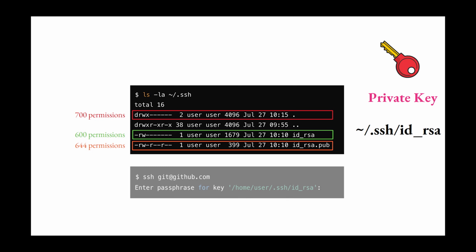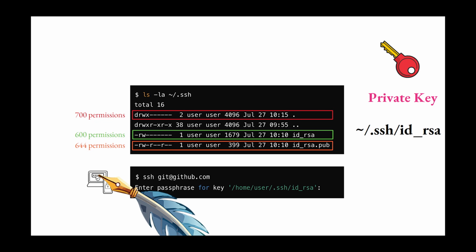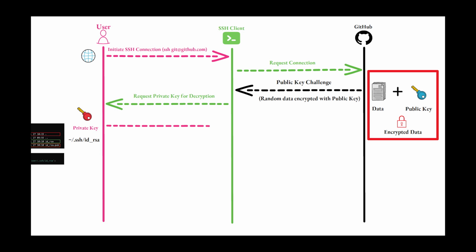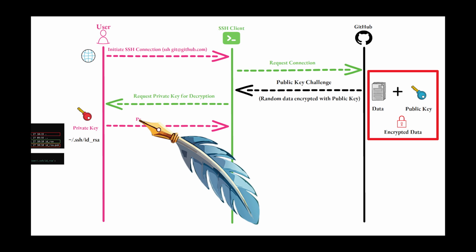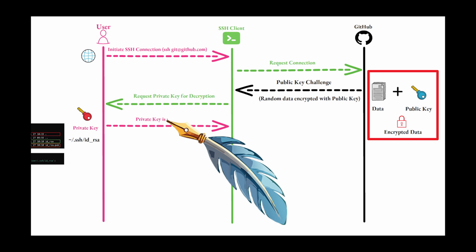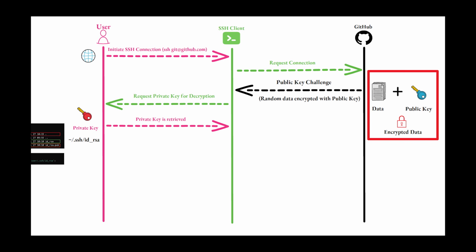One small thing to remember: if the key is protected by a passphrase, the SSH client will prompt the user to enter the passphrase to unlock the key. Once the private key is accessible, whether retrieved automatically or unlocked by the user, it will be used to decrypt the random data sent by GitHub, proving the user identity.